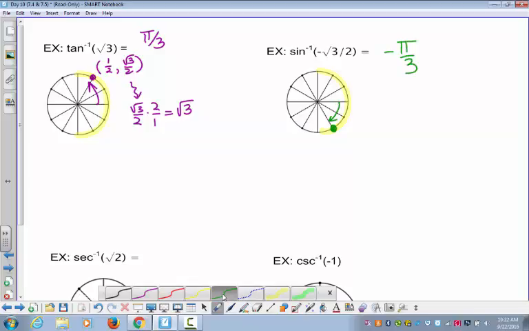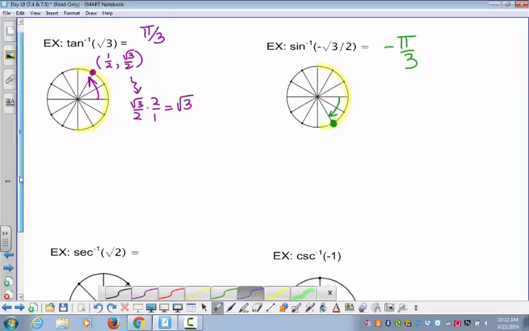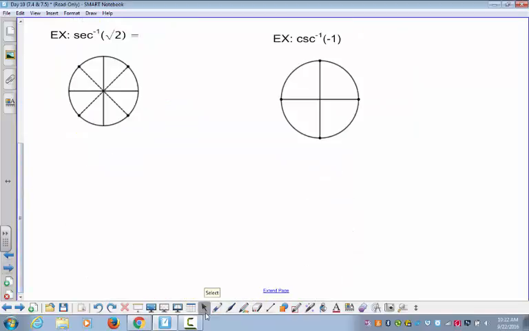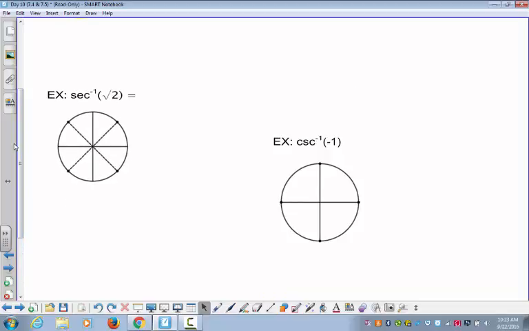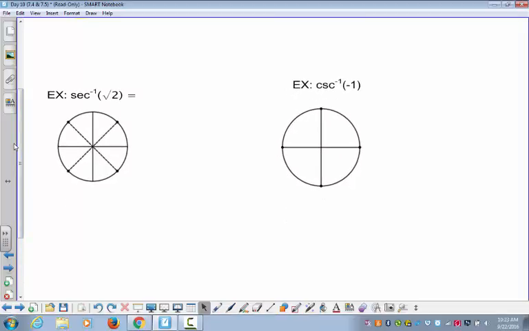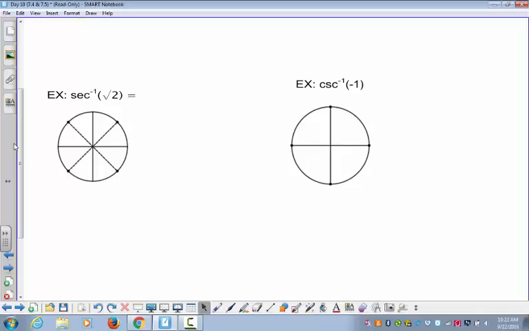minus pi over 3. And just keep in mind, it is not the same to say that this is the angle. It has to stay in the right-hand side when you draw your little angle arc. All right, two more. See if you can get those two. Those are a little bit more complicated.